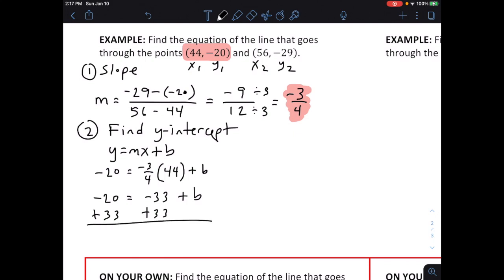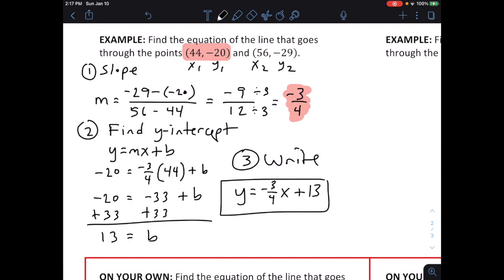So we end up with positive 13. So our y-intercept, or b, is positive 13. And then for step 3, write the equation. So we have y equals negative 3/4 x plus 13.